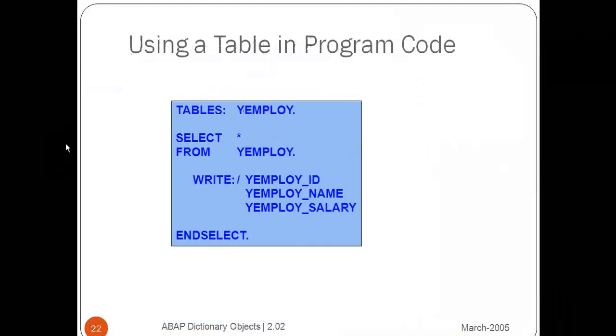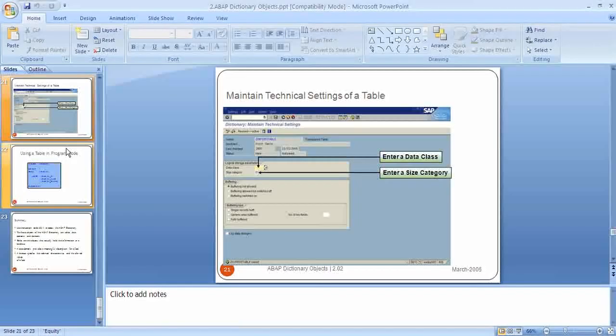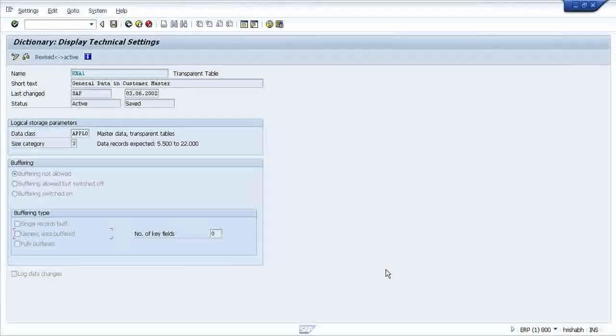Okay, what next? This is using a table in a program. This is not recorded right now. Okay, summary. So this is what it is about technical settings. What next?